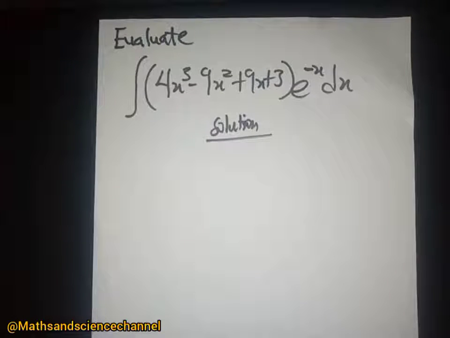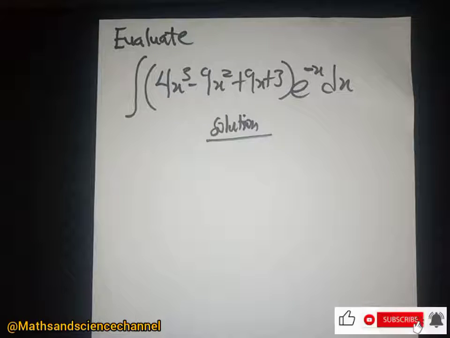Then in this session we are going to solve a problem on integral. Now we have the integral of 4x cubed minus 9x squared plus 9x plus 3, all multiplied by e to the power minus x, dx, right? If you look at this integral, what we have to use is integration by parts because we have a product over here. But we can also use a simple method, that is the table method of integration by parts, right?